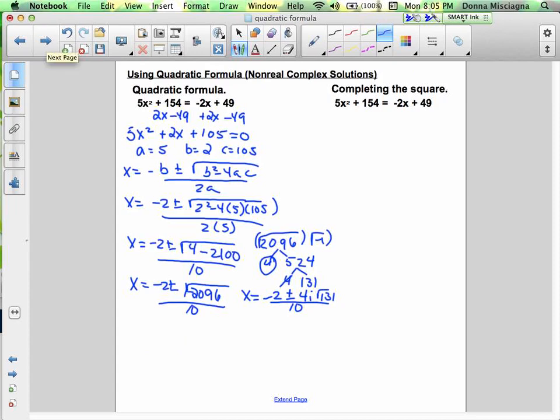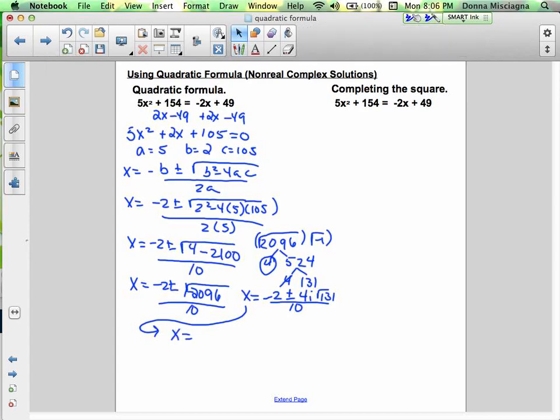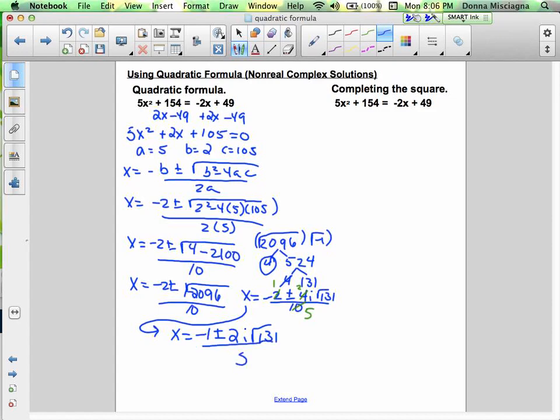I'm going to extend the page in case I need that space for completing the square. So our last step is going to be right here. X is equal to, so we got to divide that one by 2, that one by 2, and that one by 2. Right. That's it. Because that's the only number that all three are divisible by. Negative 1 plus or minus 2i square roots of 131 divided by 5. Good enough. That's our answer.